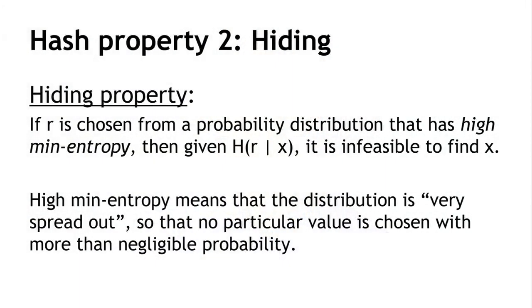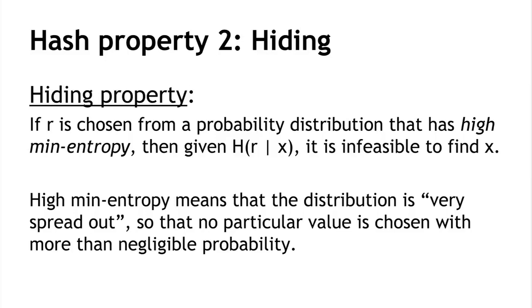So if we're going to have a hiding property like this, it needs to be the case that there's no value of x which is particularly likely. That is, x has to be chosen from a set that's in some sense very spread out, so that this method for the adversary of just trying all the possible values of x, or just trying a few values of x that are especially likely, is not going to work. So the hiding property that we are going to need to set up is a little bit more complicated.